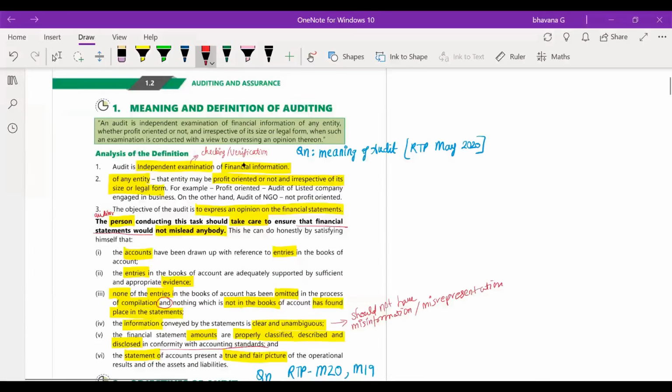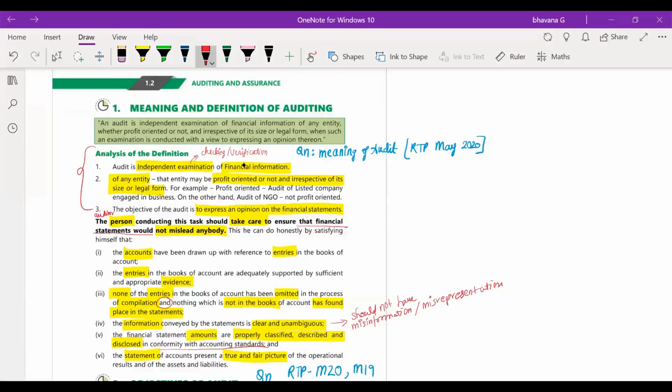When we enter this chapter, they have given a topic known as the meaning and definition of audit. So what is auditing is what they tell here. First, they have given you the meaning of audit. They tell you that audit is an independent examination of financial statements. What do they want to convey here? They want to tell that an auditor must always be independent. Independent means he must not be under any influence. The auditor must always be independent.